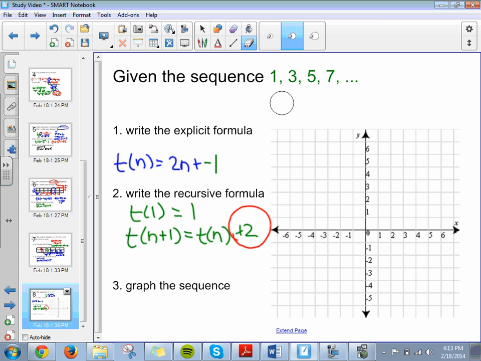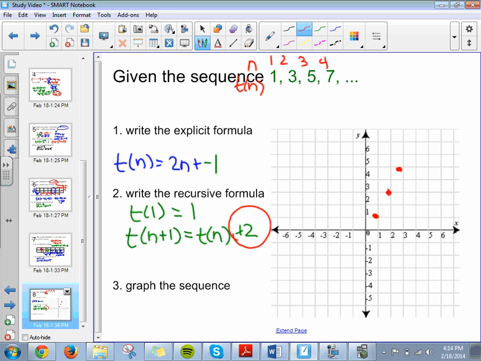And then lastly, they want us to graph it. So hopefully we can see that we're relating the term it is, so our n value, to our t of n value. This is the first term, the second, the third, and the fourth. So we want to plot those points. We want to plot 1, 1. Then we want to plot 2, 3. Then we'll plot 3, 5. Ooh, that's really off. And finally 4, 7. It should be up here.